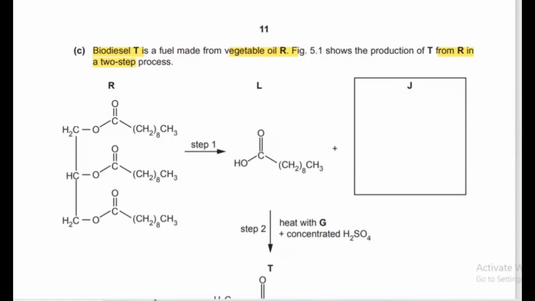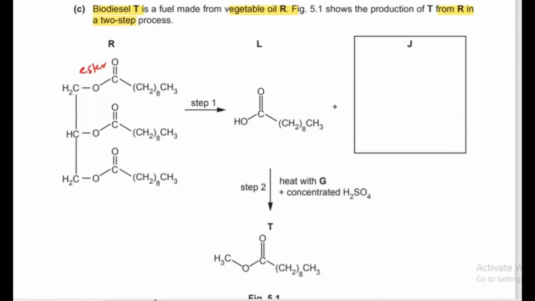This is another part. C, biodiesel. T is a fuel made from vegetable oil. R, this is the vegetable oil. It contains C double bond O, and it contains the ester linkage. It shows the production of P from R in a two-step process.